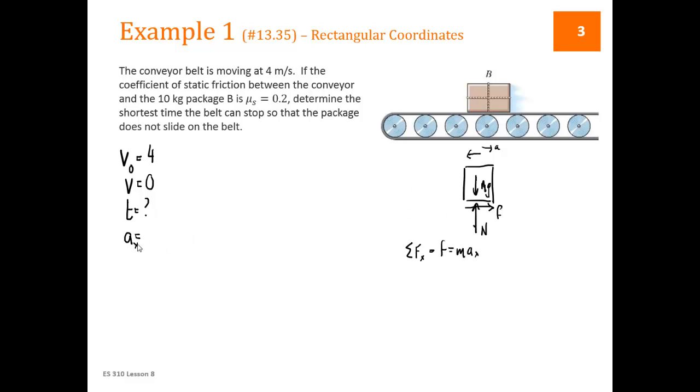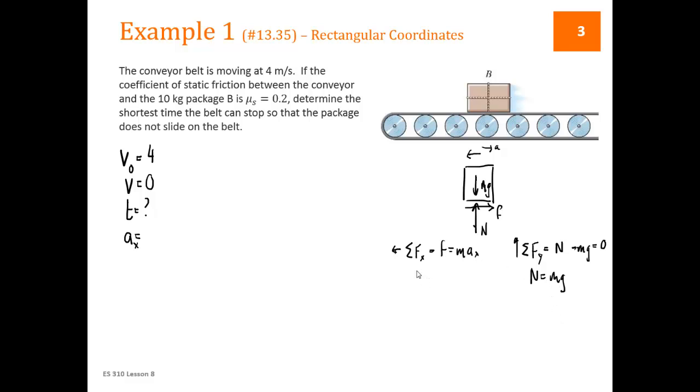We know it doesn't move in the y direction. So our sum of forces in the y direction is going to give us that the normal force is up, and mg is down, and it's not accelerating in the y direction, right, because it's sitting on the floor or on the belt. So N is equal to mg.